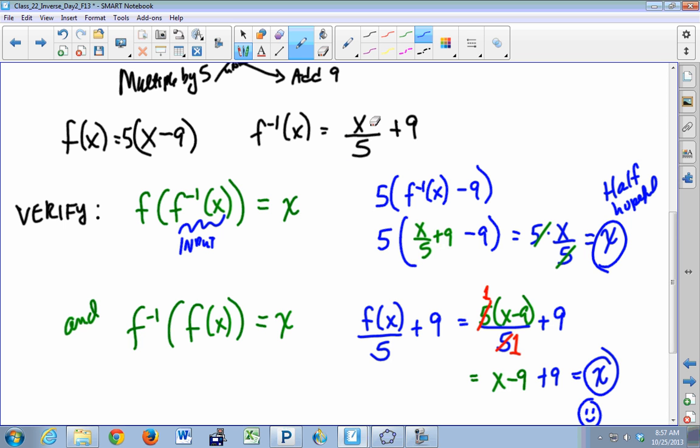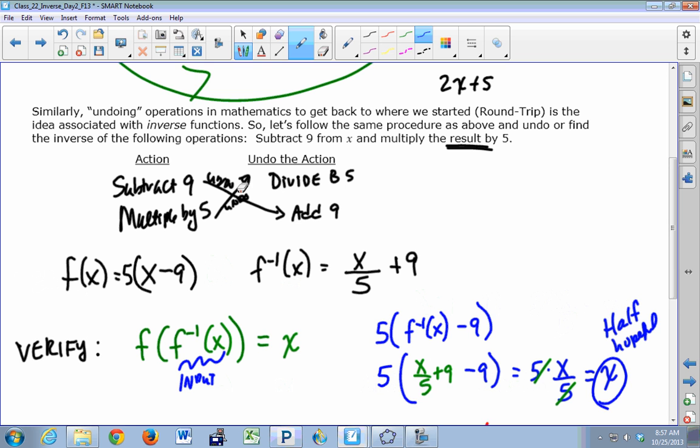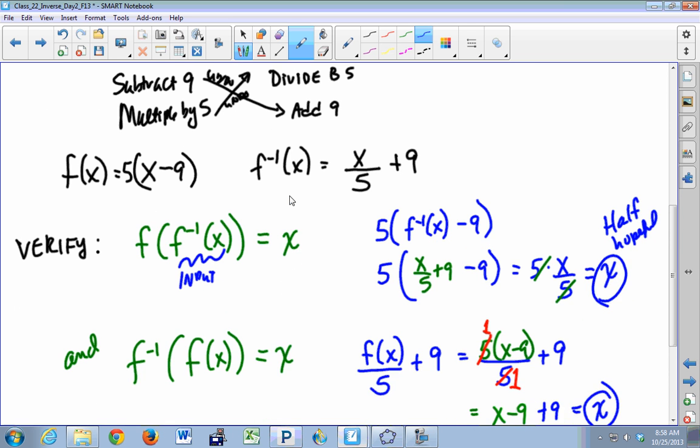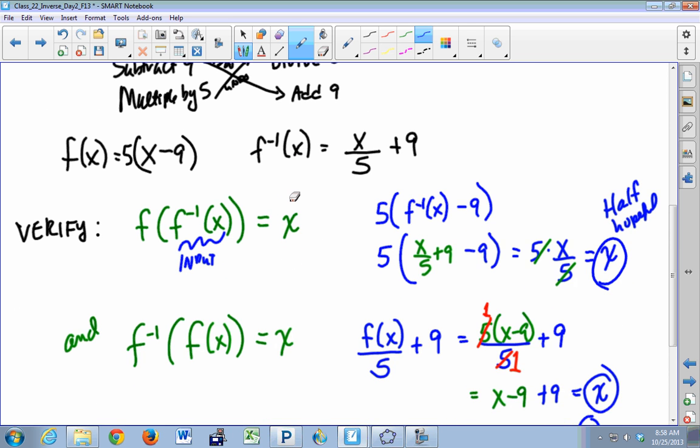So these are the steps we're going to look at more formally later. This is just how you do it by looking at each individual action, reversing the order, and undoing each one. Any questions at all before I move on? Okay.